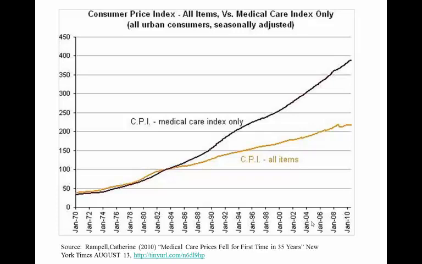The yellow line on this chart is the Consumer Price Index. It represents the cost of a representative sample of all the goods and services sold in the U.S. The black line is just the price of medical equipment and services. As you can see, healthcare has been rising increasingly faster. Healthcare costs have been rising increasingly faster than inflation since the mid-80s.